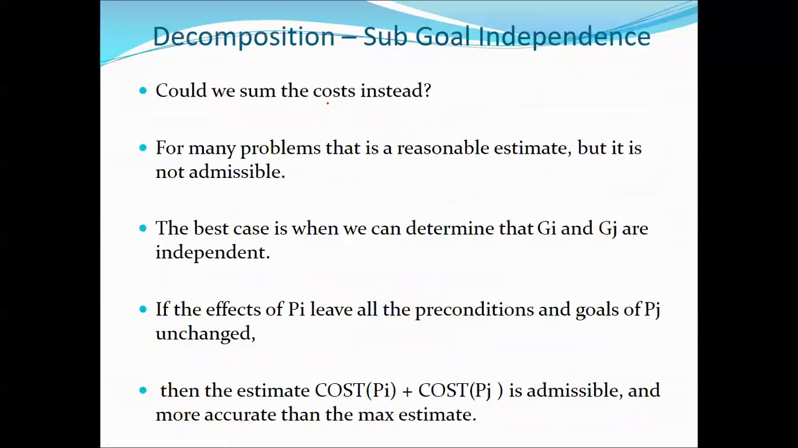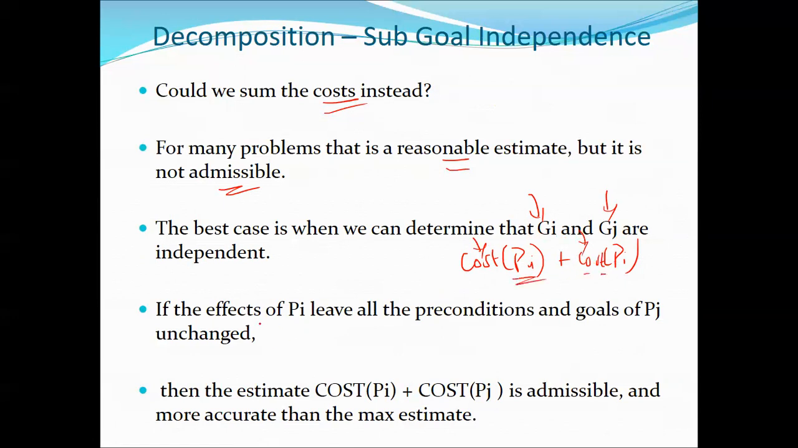So could we sum the costs instead? For many problems, that is a reasonable estimate, but it is not admissible. What does it mean that it is not admissible? It becomes an overestimate. But we can sum up two costs, gi and gj, where gi means cost of Pi. So we can sum up cost of Pi with cost of Pj under this condition. What condition? If Pi and Pj are really independent, then they can be added.